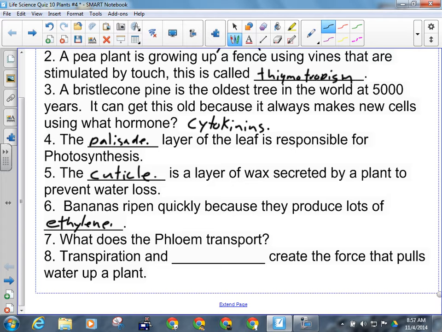What does the phloem transport? Sugar. I'd even just accept sugar. Sugary saps is great too. Okay. Transpiration and blank create the force that pulls water up a plant. Osmosis.